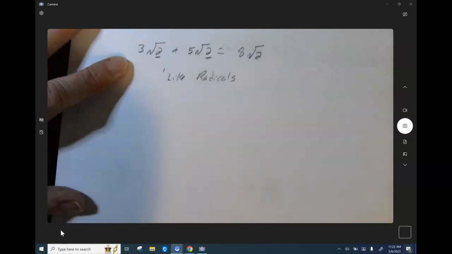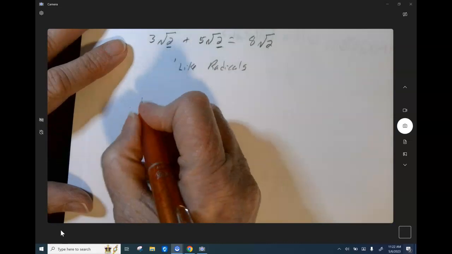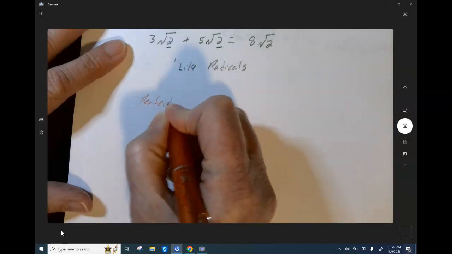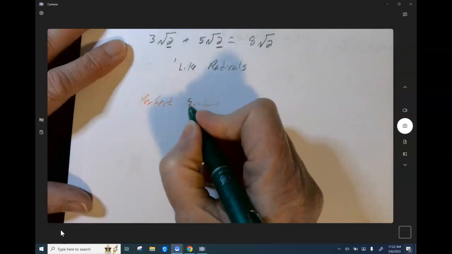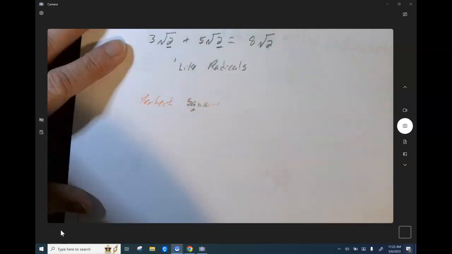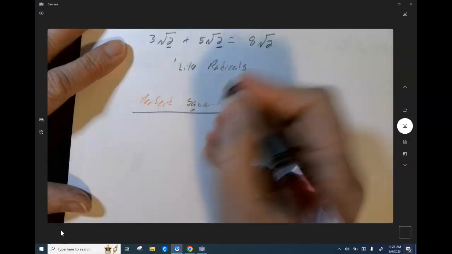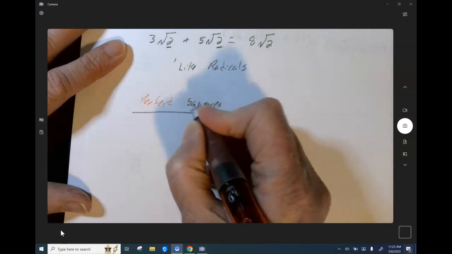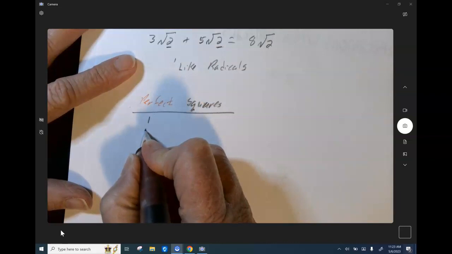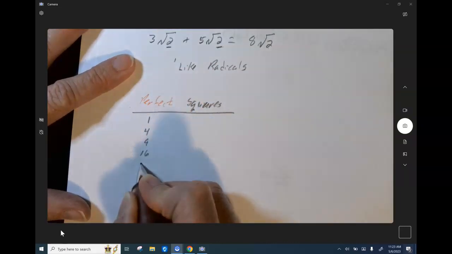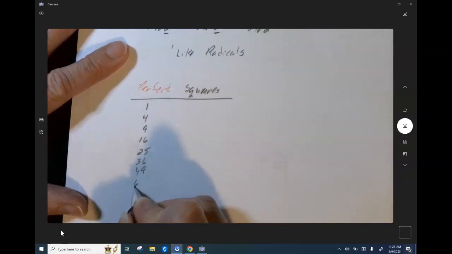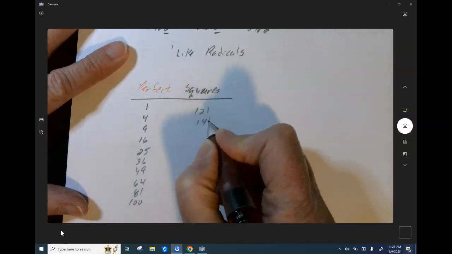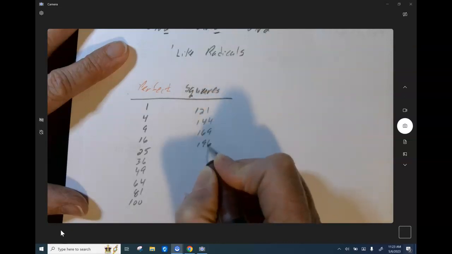So to do that, one of the things we have to keep in mind is we need to know our perfect squares. So hopefully you know your perfect squares, but let's just make sure. That pen's running out. Let's try again. Wow. Okay, so perfect squares. You know how to spell. Perfect squares. So 1 squared, 2 squared, 3, 4, 5, 6, 7, 8, 9, 10, 11, 12, 13, 14, 15.